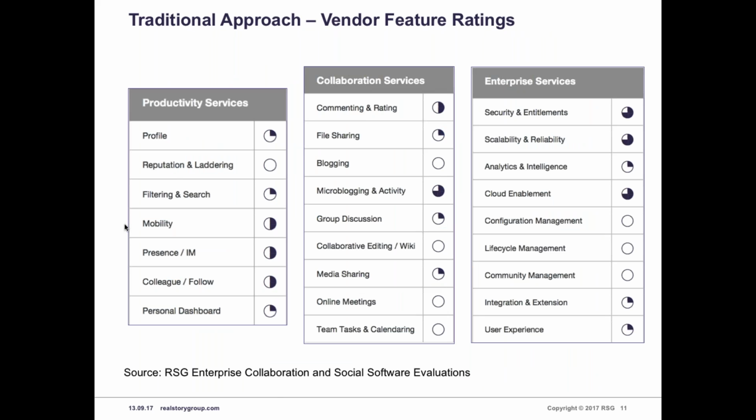So the traditional approach to this, you probably recognize it, is to look at vendor features, right? And then to look at feature ratings. And you can see these all over the web. You can do it yourself. Very often you see Excel matrices with these sorts of requirements. And we do feature ratings as well. These are our feature ratings of, I believe, Workplace by Facebook.